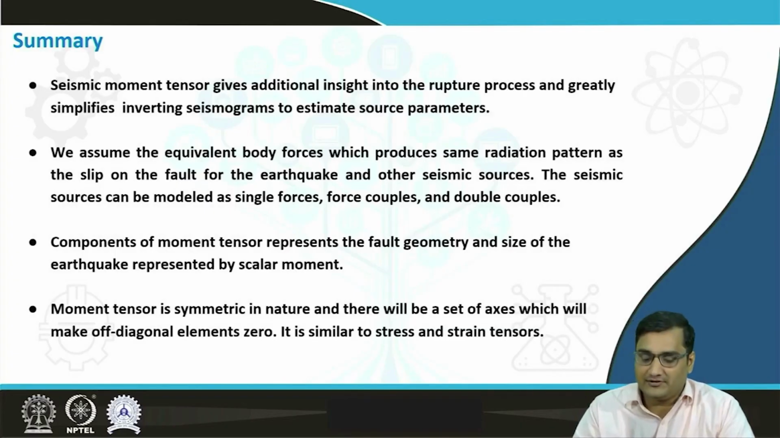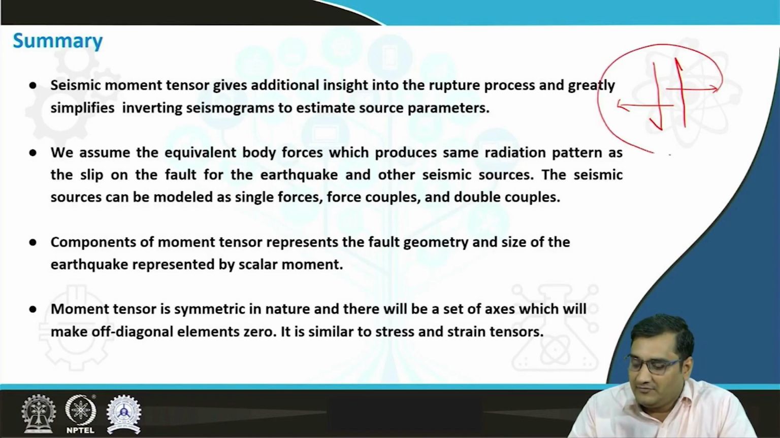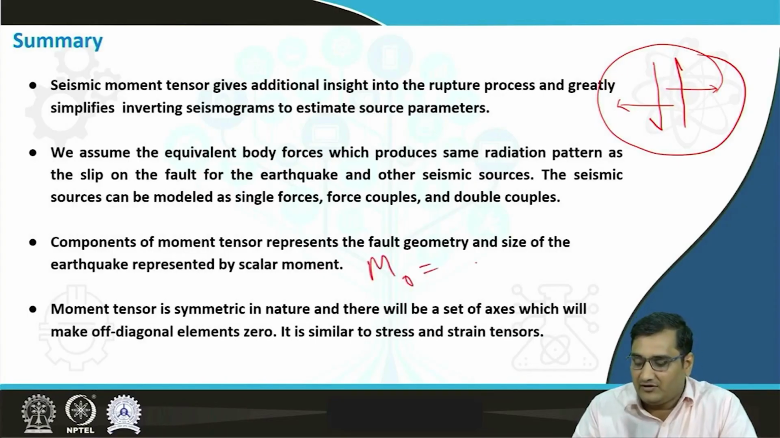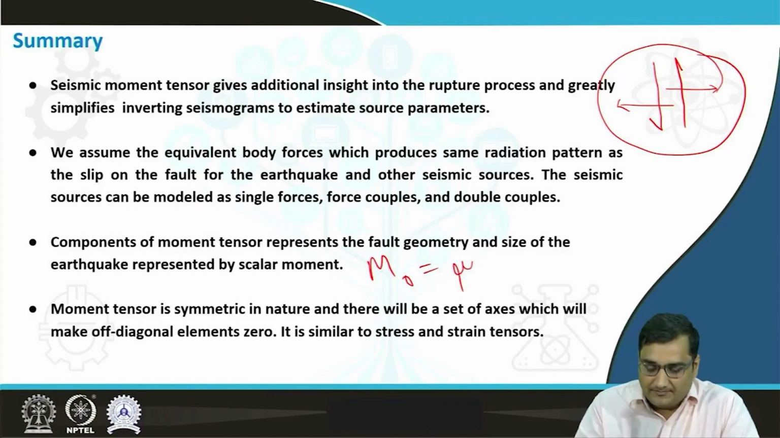The seismic sources can also be modeled using the single force, force couple and the double couple, and the single force can be something like this. In the case of the force couple, there will be another force which will be offset by a distance, and there will be a force double couple which can also have another force couple, and together this will be known as the double couple. The component of the moment tensor representing the fault geometry, and the size of the earthquake, can be represented by the scalar moment, that is M naught, which is equal to the product of the shear modulus, the slip and the area on the fault.